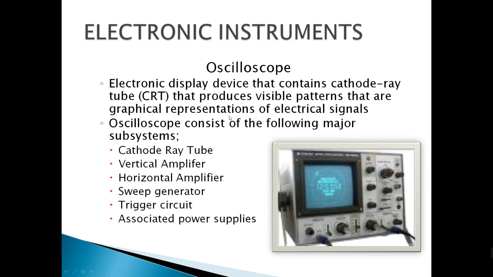Other types of electronic instruments. So we're talking about oscilloscope. Oscilloscope, a device that contains a cathode ray tube, of course, CRT, and it is used for representation of electrical signals, particularly analog signals. The different parts of the oscilloscope are as follows: CRT, vertical amplifier, horizontal amplifier, sweep generator, trigger circuit, and associated power supplies.